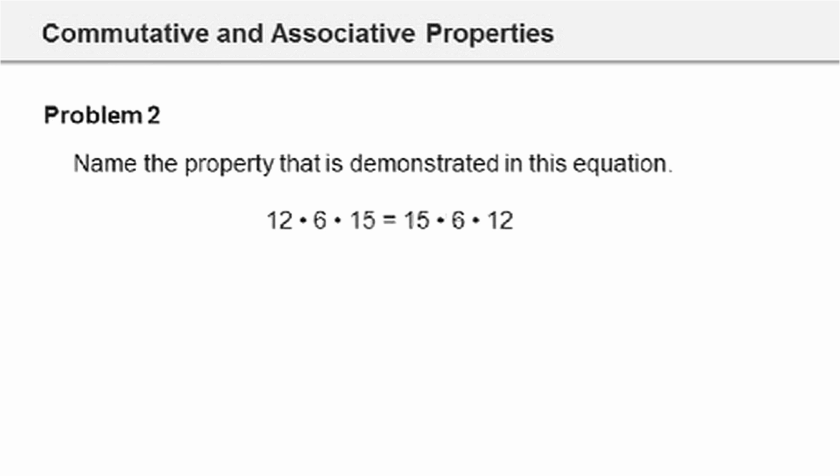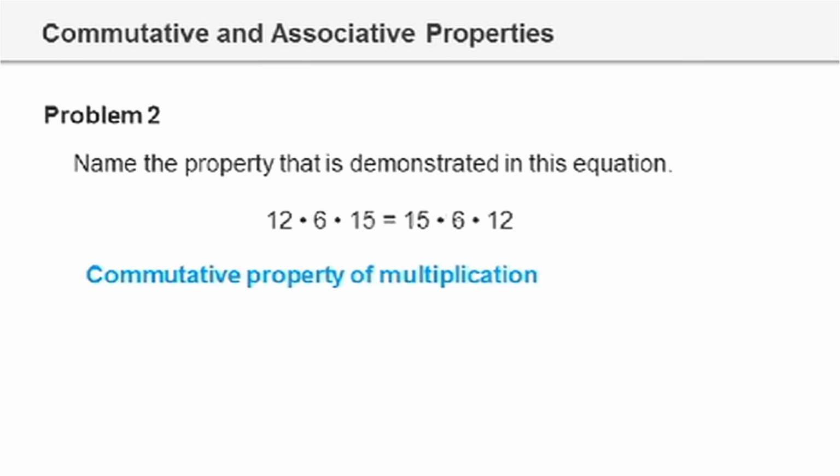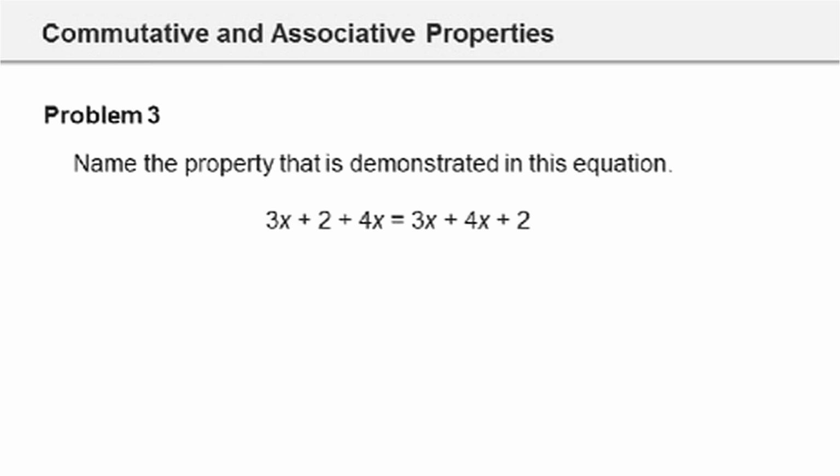All right, here's another problem. Let's name the property that is demonstrated in this equation. Again, compare the expression on the left with the expression on the right. We see that the numbers are being multiplied in a different order in the two expressions. We have 12 times 6 times 15 on the left, and 15 times 6 times 12 on the right. The property that tells us that order doesn't matter when multiplying is the commutative property of multiplication.